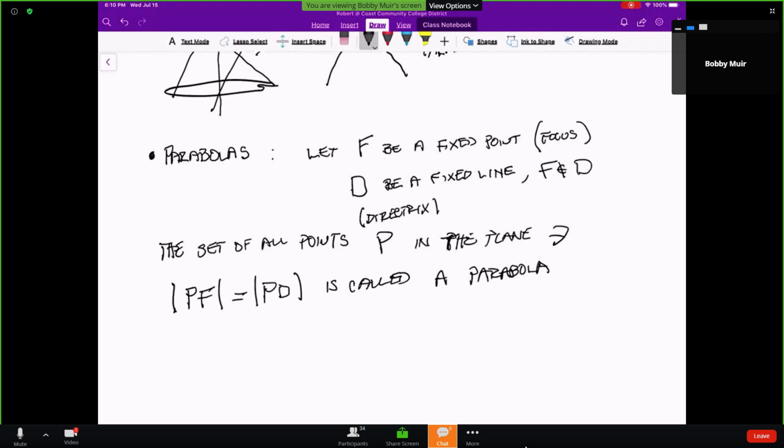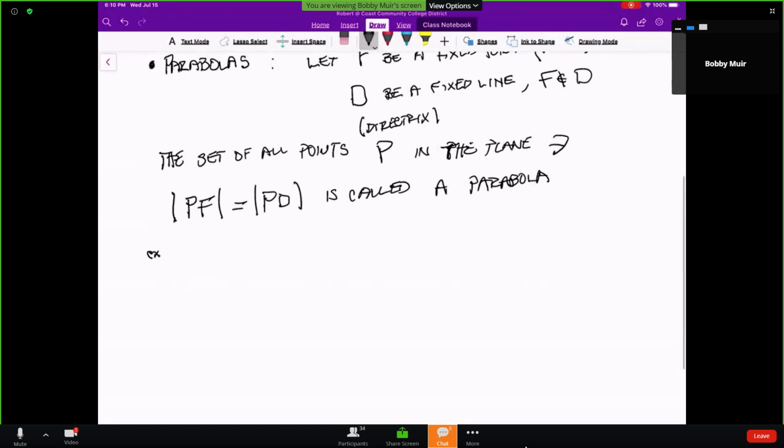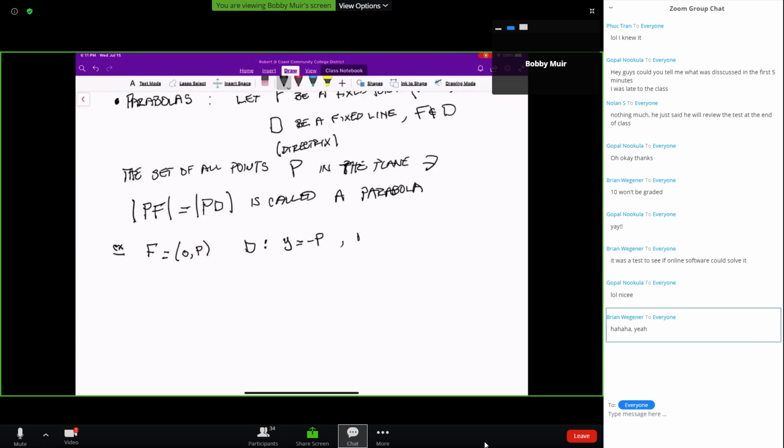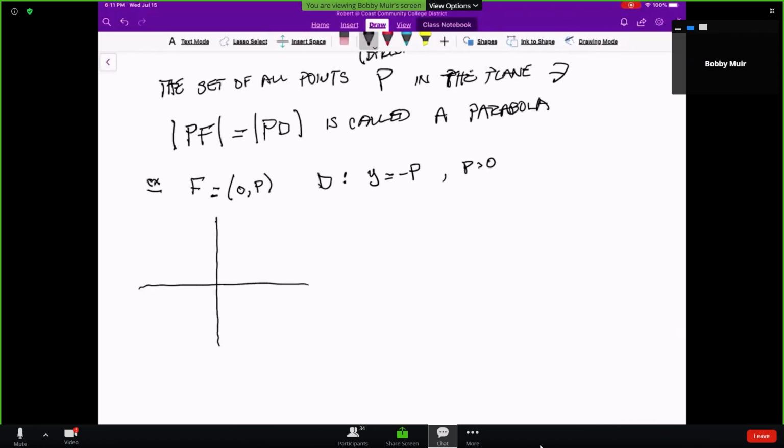Okay, so we can generate one of these things. For example, let's suppose that the fixed point F is at (0, p) and the line D is given by y equals negative p, where p is a positive number. Okay, so here's our XY grid.